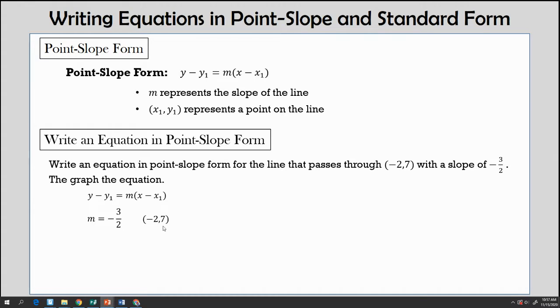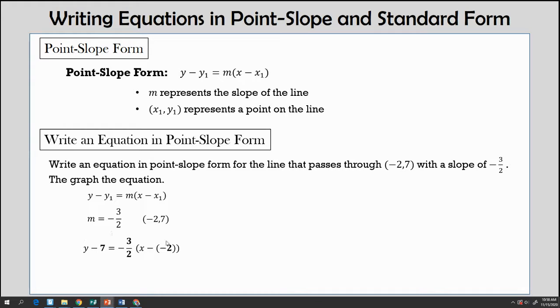Now it's really just simple. We're going to plug in these values into this point slope form. So the negative 3 over 2 is going in place of m. In place of x sub 1, I'm going to put negative 2. And in place of y sub 1, I'm going to put 7. So the x and the y stay in the equation. So it looks like this: y minus 7 equals negative 3 over 2 times the quantity of x minus negative 2.